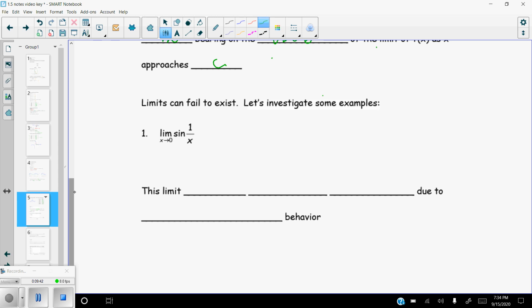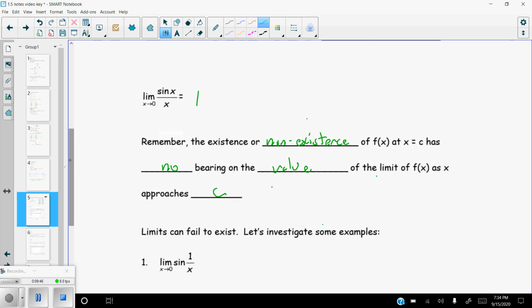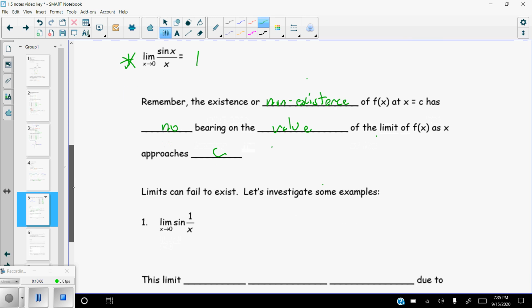Limits can also, however, fail to exist. Oh, by the way, star this one. That is a limit that you're going to need to know. It's just one of the special limits. There's another one that we're going to be doing, but that's one of them. I'll explain more about this one specifically in detail, but star that one. You need to know that one.